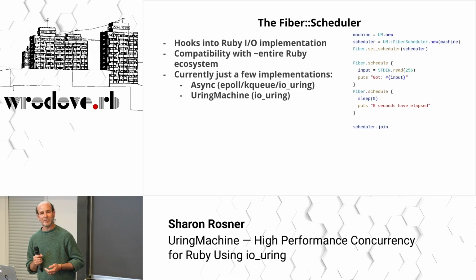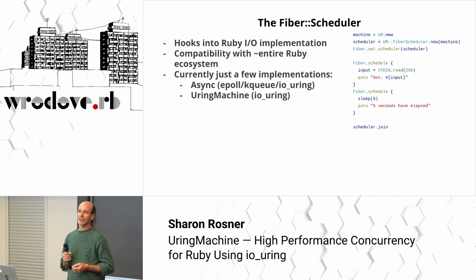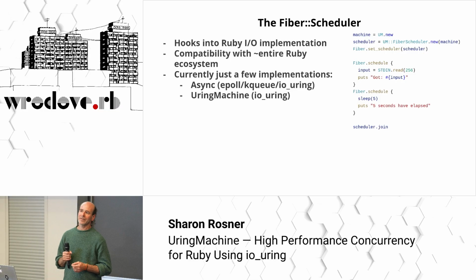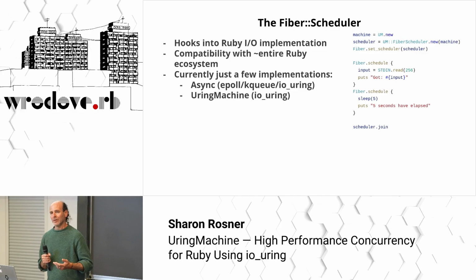Currently, there are a few implementations of the fiber scheduler interface, most notably the async gem, and it's actually a family of gems that are authored by Samuel. He's also the author of the Falcon web server that was discussed already in other talks, and now there's also UringMachine.